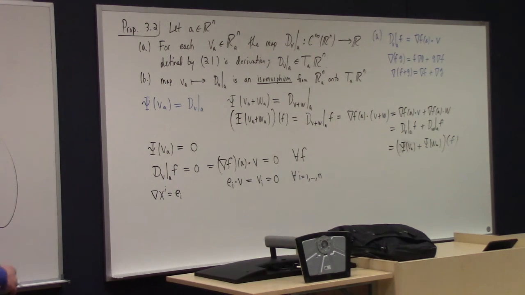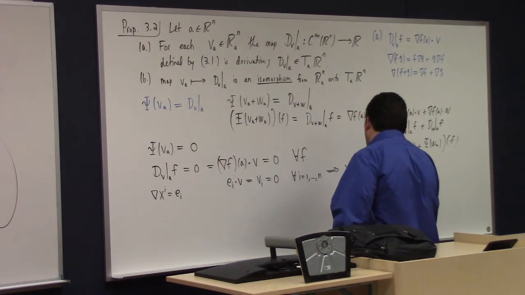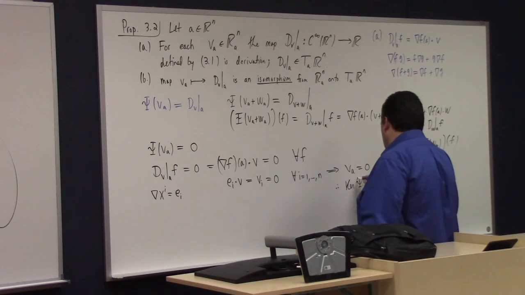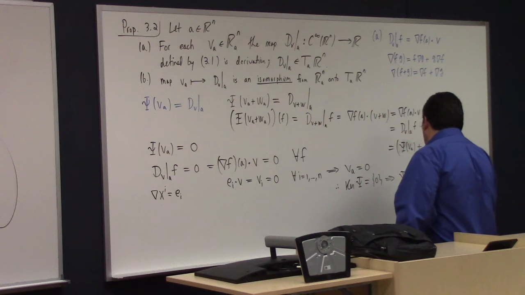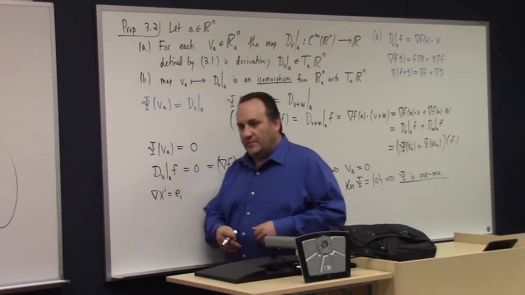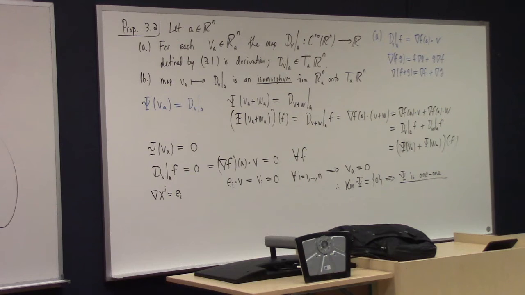And anyway, long story short, V_A is equal to 0, right? Therefore, the kernel of psi is equal to 0, which implies that psi is one to one. It's injective because we have this theorem in linear algebra: a linear map with 0 kernel is necessarily one to one. That's a group theory thing, right?